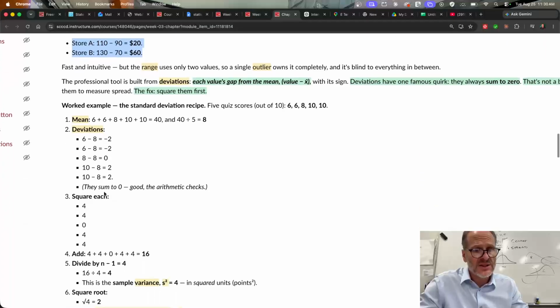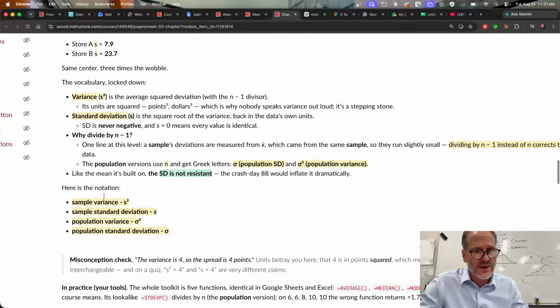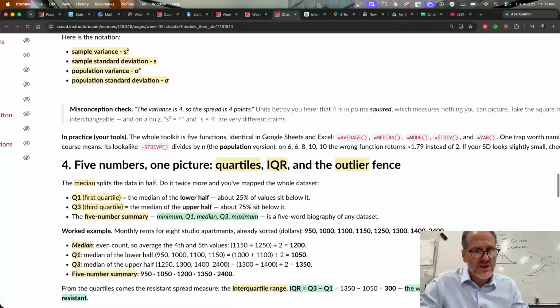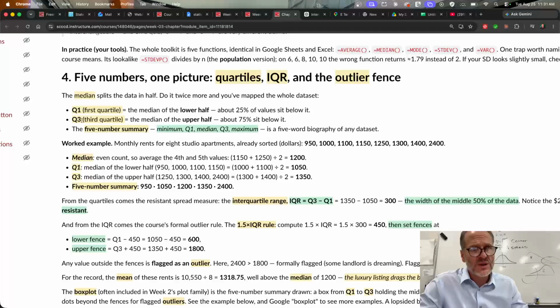And then she has interquartile range. I'm just looking to see if interquartile range is covered here. So here's interquartile range. The first quartile, the third quartile, and then a 5-number summary: minimum, Q1, median, Q3, maximum. That would be the 5-number summary. So the way we do quartiles, hold on one second.